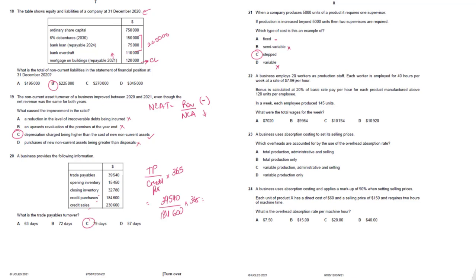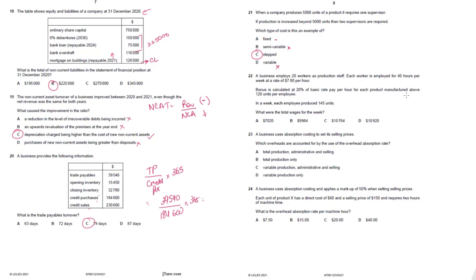A business employs 20 workers as production staff. Each worker is employed for 40 hours per week at a rate of $7.8. Bonus is calculated at 20% of the basic rate pay per hour for each product manufactured above 120 units per employee. In a week, each employee produced 145 units. What are the total wages for the week?